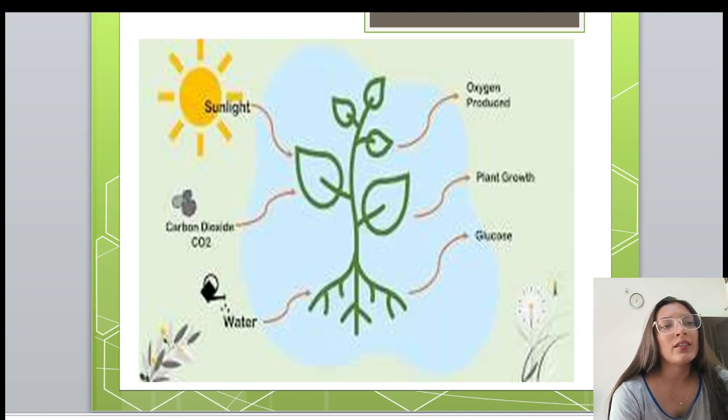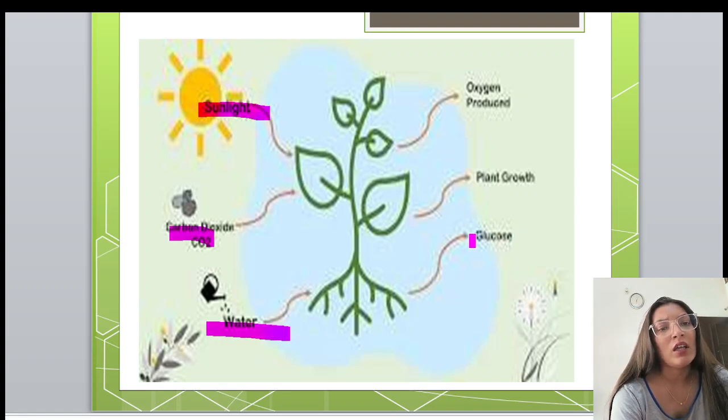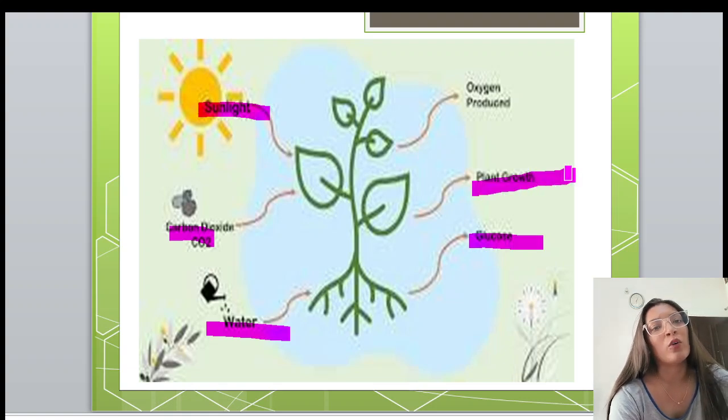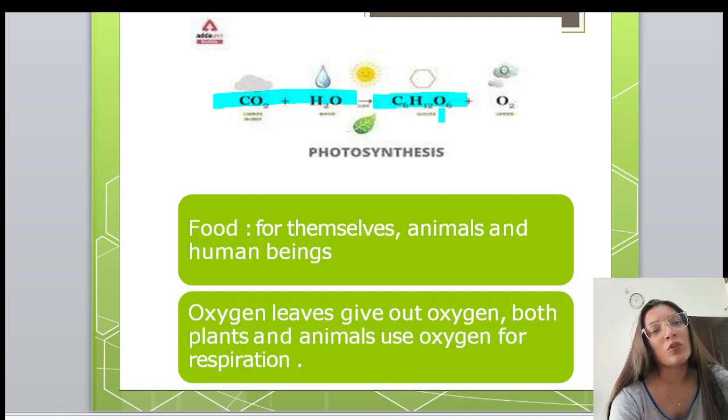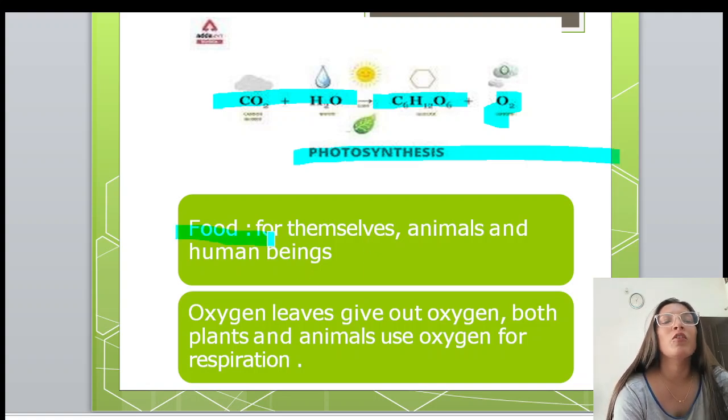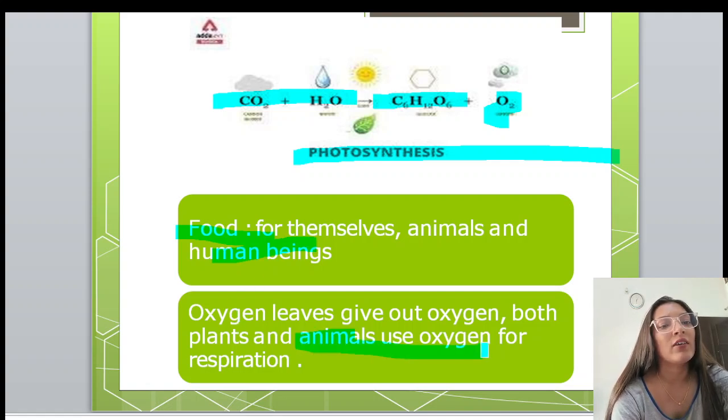All right. So here in this diagram, you can observe the sunlight which is being taken up by the plant. Then the carbon dioxide is there. Then the water is there, and in return, it is giving out glucose, and it leads to plant growth, and oxygen is being produced. All right. So here also this equation you will find in your book: CO2 plus water gives C6H12O6, which is the chemical formula for glucose, and it gives out oxygen. So this is the equation for photosynthesis. Food is being prepared by the plant not only for itself, but for anybody who is consuming that plant, that is the animals and the human beings. All right, and it is giving out oxygen for respiration to the plants and animals.